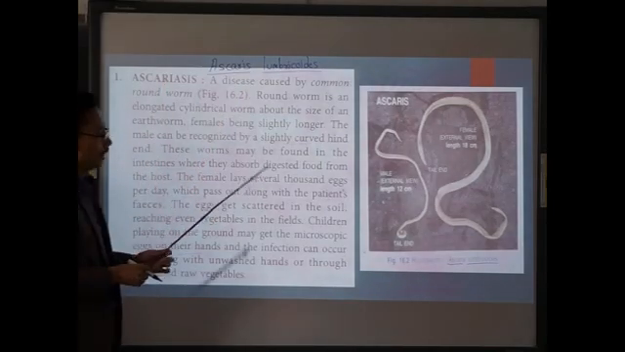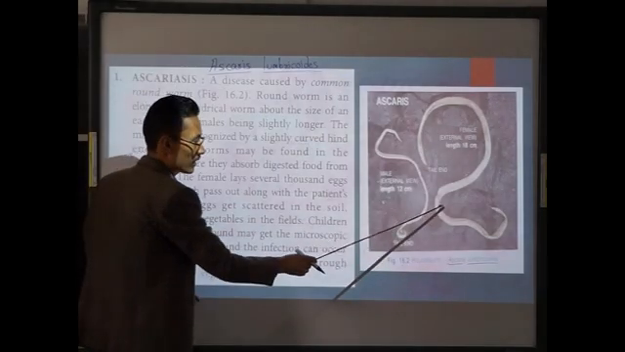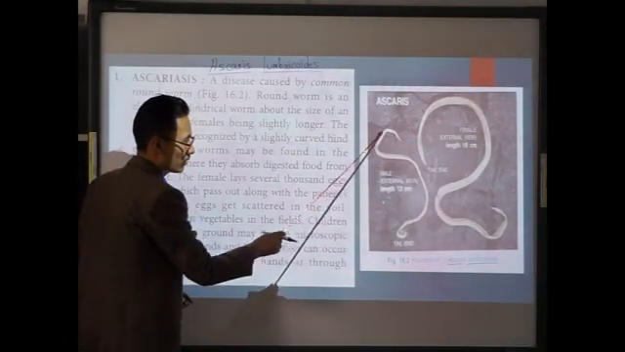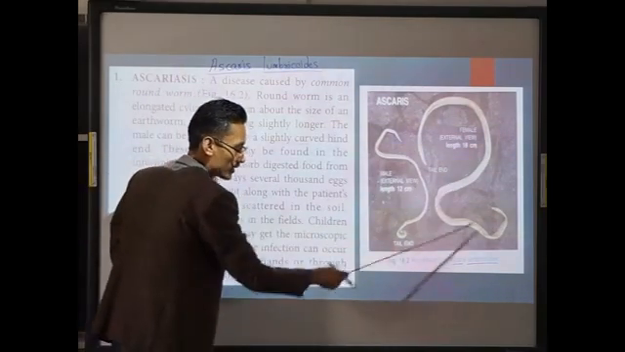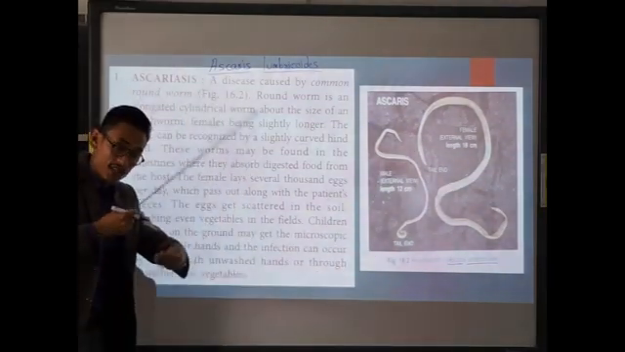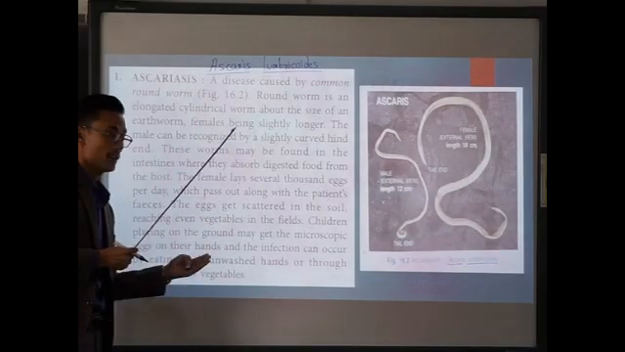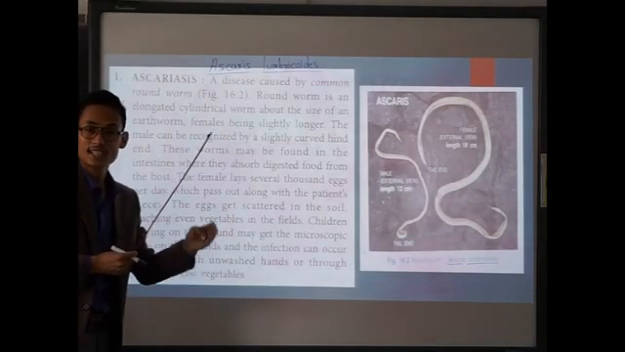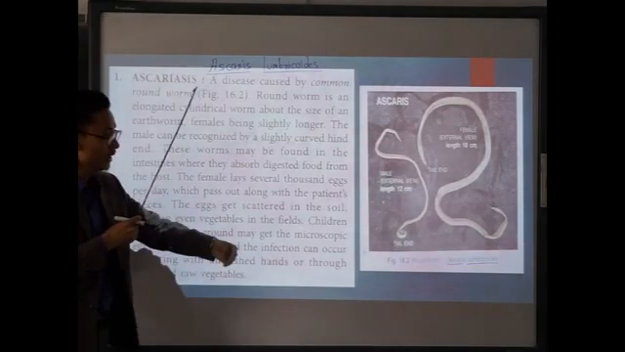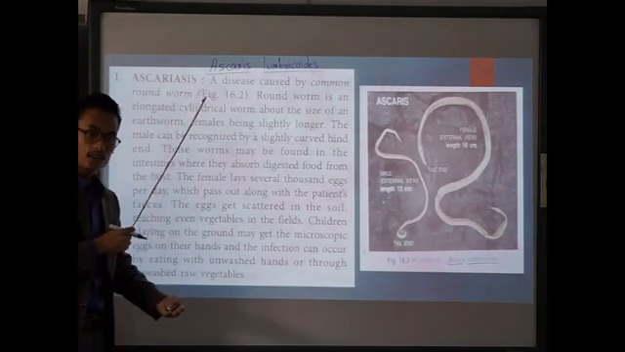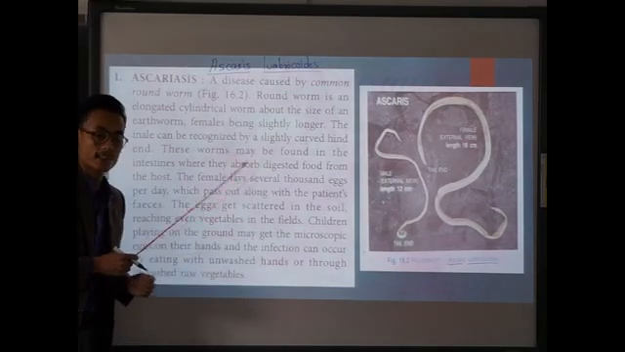So this is the figure of Ascaris lumbricoides. This one is the male Ascaris and this one is the female Ascaris. Now we have to differentiate between the male and the female Ascaris lumbricoides. How can we identify them? We'll go through the identification of both the sexes of Ascaris.